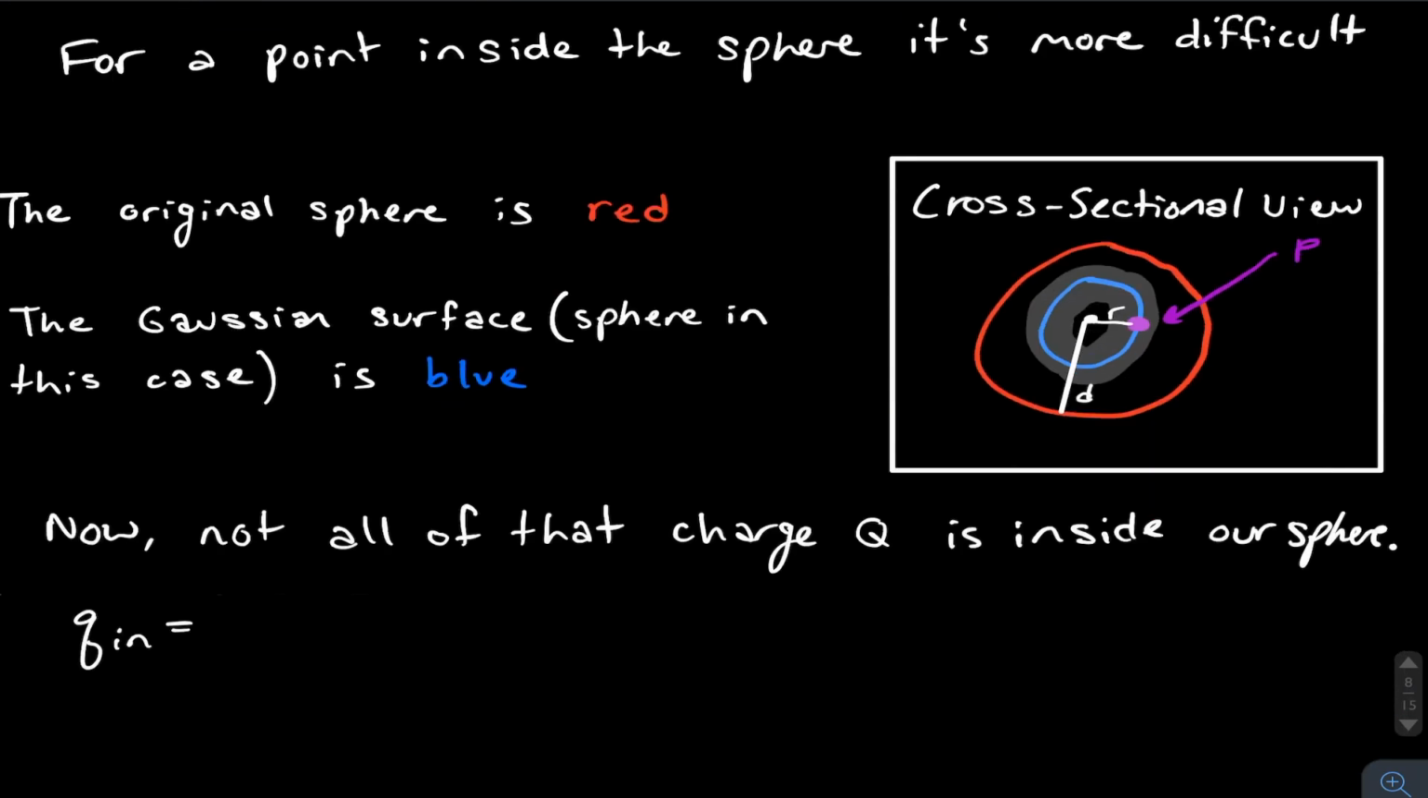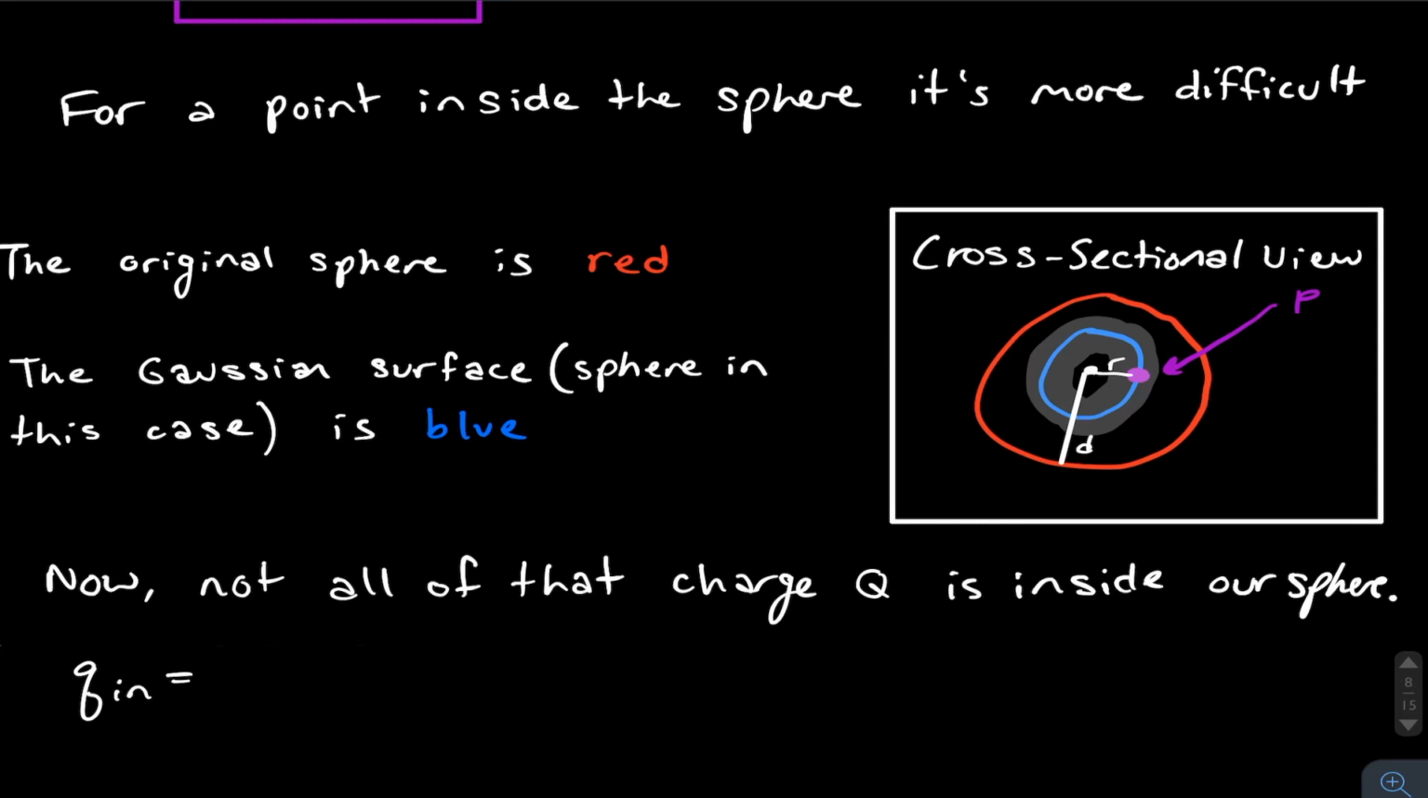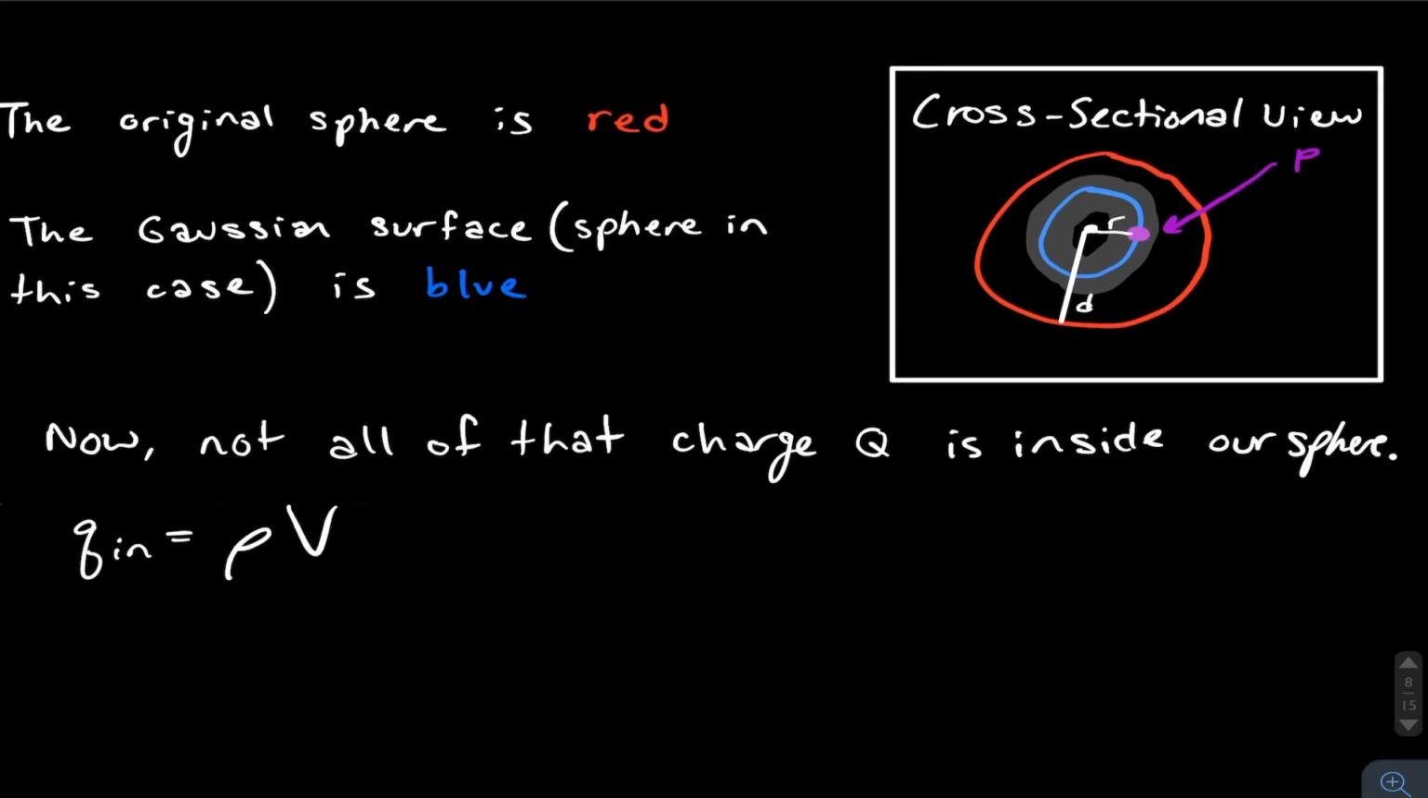Here's the big difference: not all of the charge of that original sphere is going to be inside our Gaussian sphere. So our charge is going to be different. It's not going to be just plus Q. Here's how we find the charge. The charge enclosed in our Gaussian sphere is going to be the uniform volume charge density, which is rho, multiplied by the volume of the Gaussian sphere, or Gaussian surface. That's going to give us just the charge.